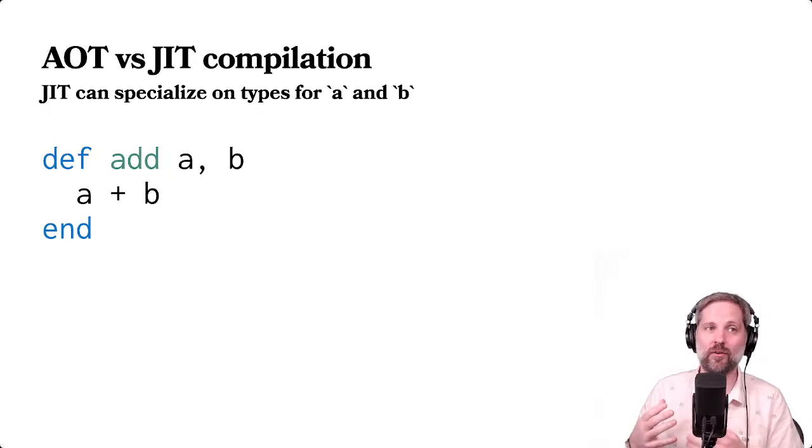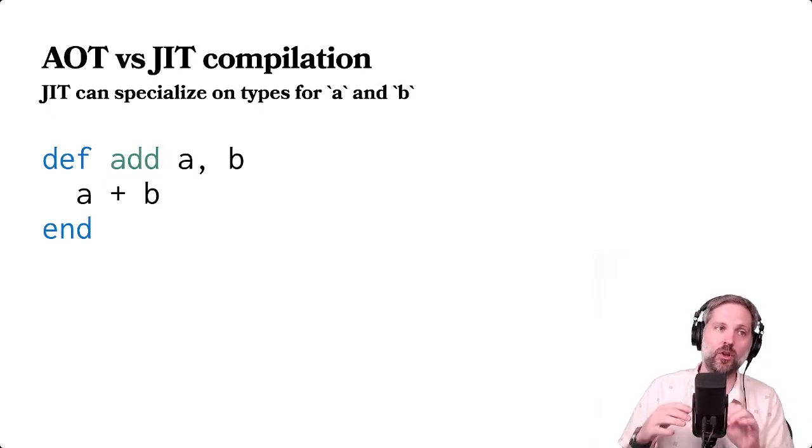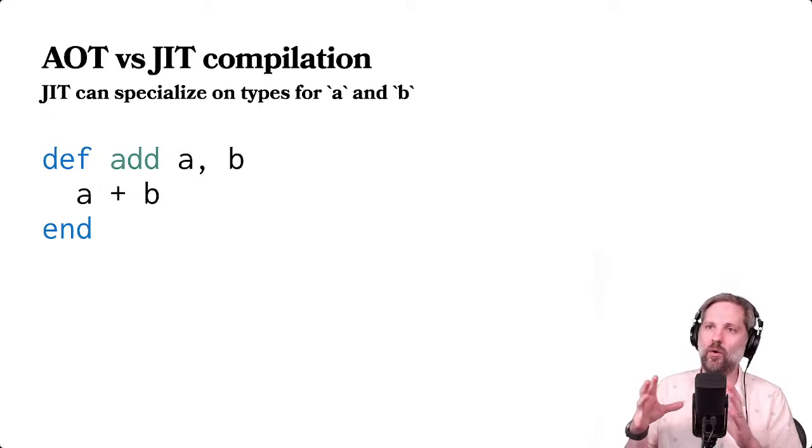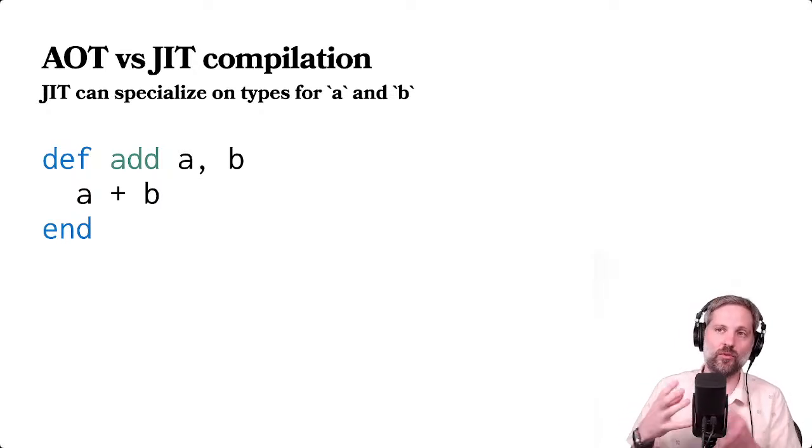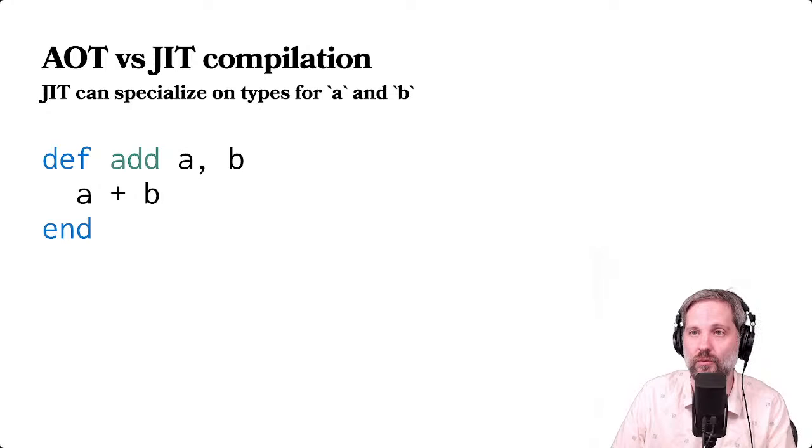Now, a JIT compiler can wait around until runtime and take a look at the values of A and B and say, oh wow, A and B are always integers, so I'm only going to emit machine code that's specific for integers. It's able to know this at runtime and put together very simple and efficient machine code that an ahead-of-time compiler may not be able to do.